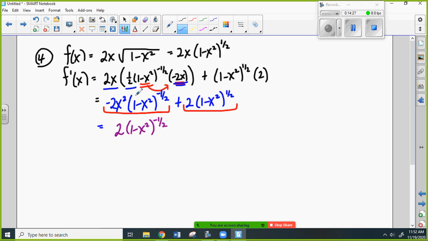Oh, why didn't I get a -4x squared? Because of this 1/2 right here. It was -4x squared, but then I still had to multiply it by 1/2. So then it went back down to a -2. Good question.